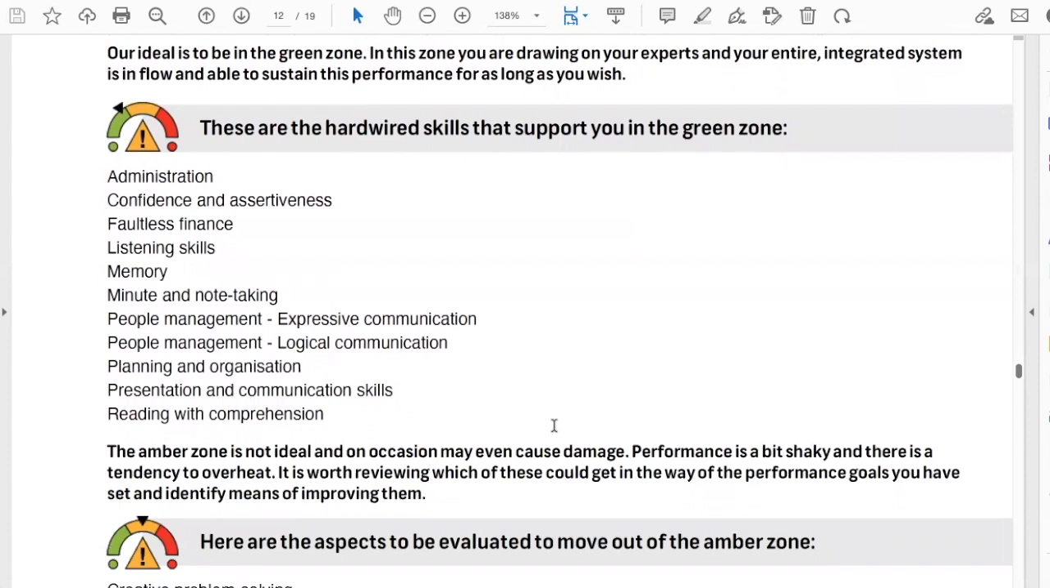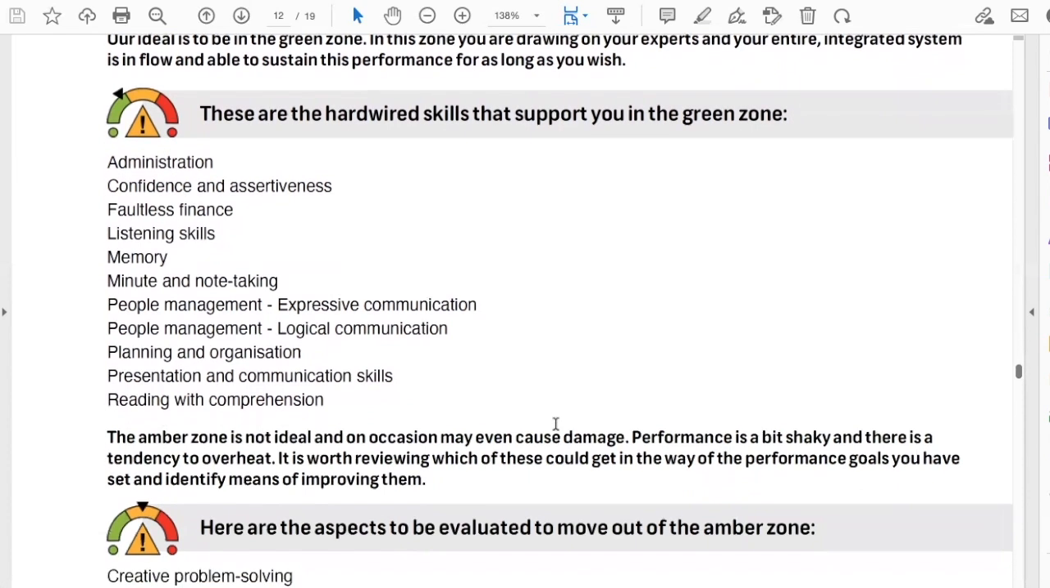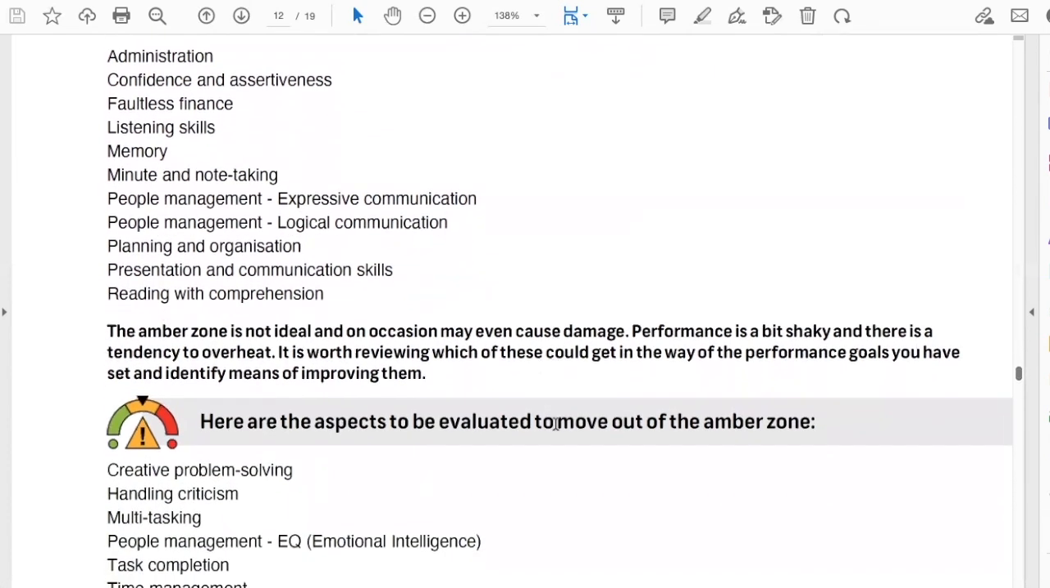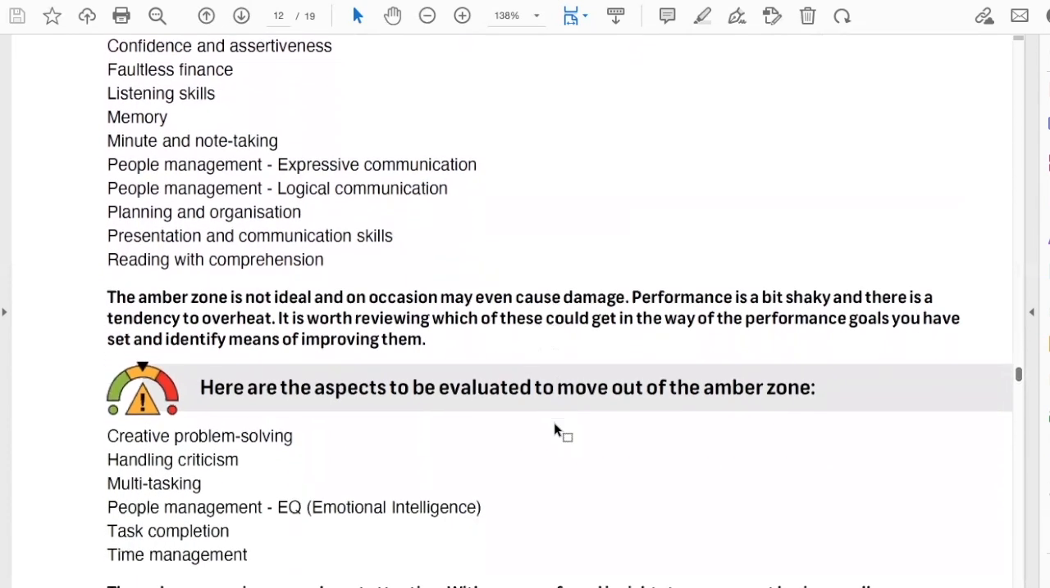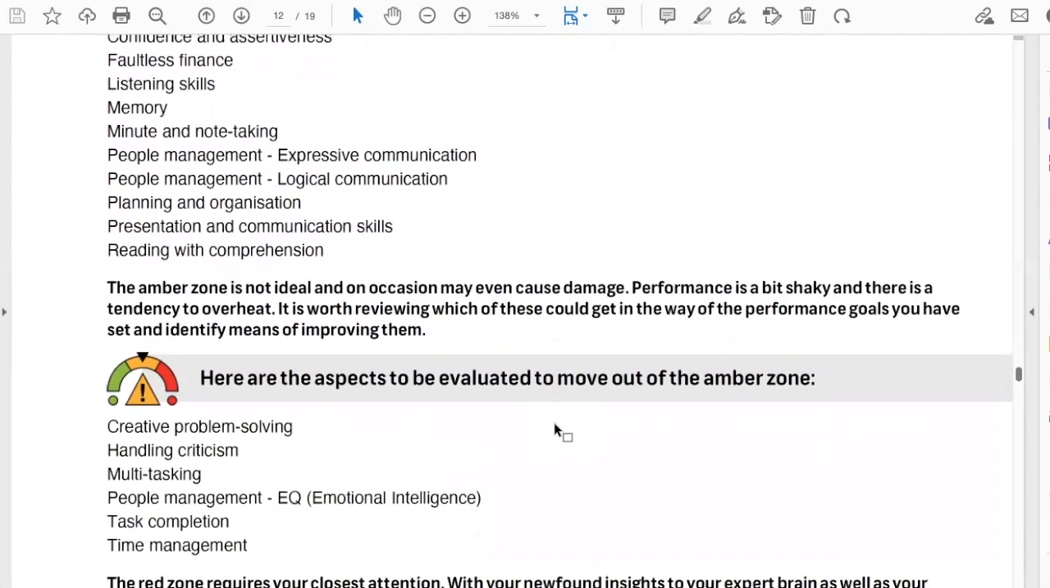We shift into the amber zone. The reason we look at amber is because this is a caution. Slow down, take a look, be aware that as you're entering those negative environments that impact on you, these are the experts you had that may start powering down, not lost, but powering down.